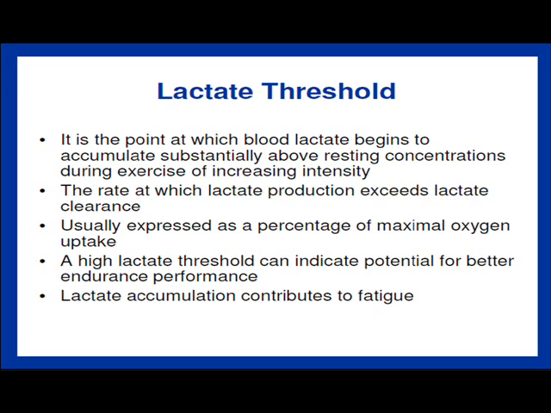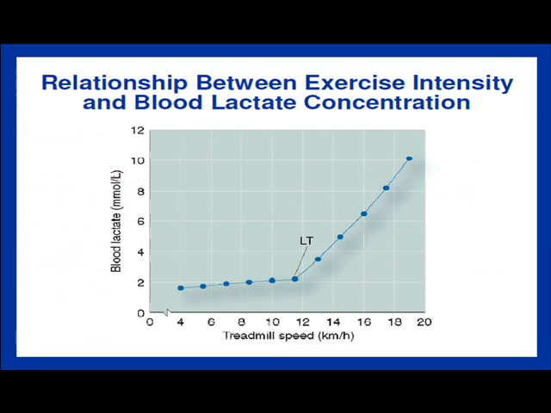As you expect, as that person's increasing their speed, their blood lactate is going to go up, right? That would make sense. And that's what we've got here: blood lactate in millimoles per liter, graphed against treadmill speed. In this particular person, once they've reached almost 12 kilometers per hour, after that we see a dramatic increase in blood lactate.